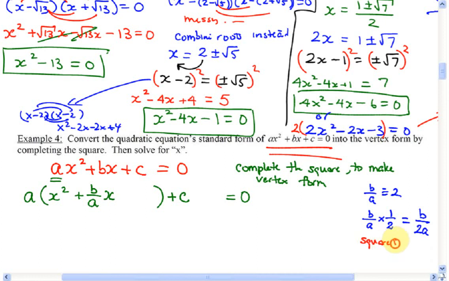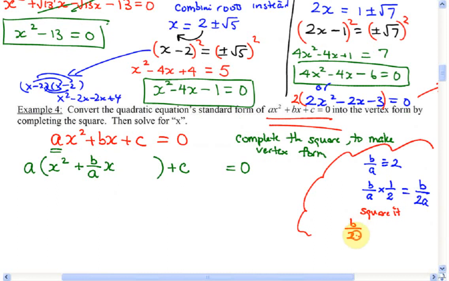Square it. This is just stuff on the side. So what's b over 2a all squared? B squared over 4a squared. Excellent. Remember, it's 4a squared because you're squaring the 2 as well. So the number you actually put into the bracket is plus b squared over 4a squared. But we need to balance this out, don't we? Minus b squared over 4a squared.